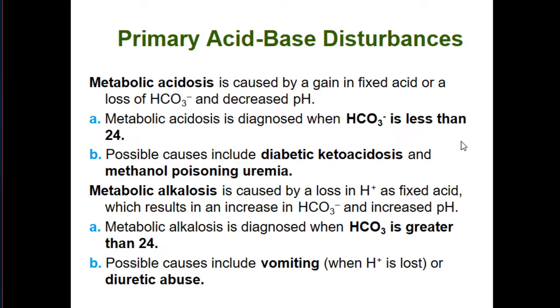And since you remember that the kidney is also responsible for acid-base balance control, it helps to control the excretion of wastes, and any disturbance related to it will lead to metabolic acidosis or metabolic alkalosis. Metabolic acidosis is caused by a gain in fixed acid, loss of bicarbonate, and decreased pH. Possible causes include diabetic ketoacidosis or methanol poisoning. Metabolic alkalosis is caused by loss of hydrogen as a fixed acid, which results in increased bicarbonate and increased pH. It is diagnosed when bicarbonate concentration is greater than 24. Possible causes include vomiting, when there is hydrogen loss, or diuretic abuse.